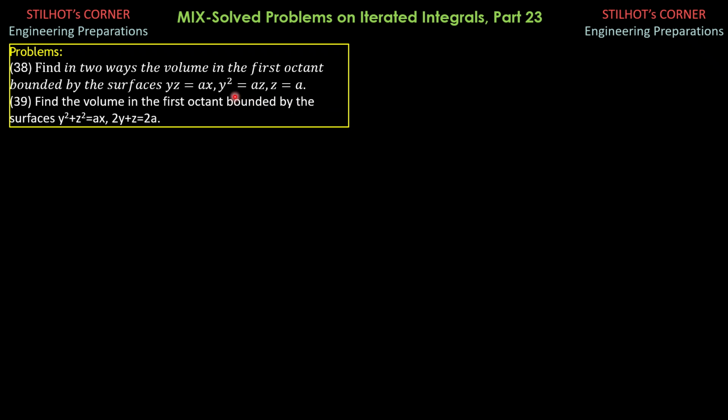So we have y squared equals az and z equals a, and this is plotted as shown. This is the trace of y squared equals az. We just extrude it towards the x direction. So this is the y-axis, the z-axis. The x direction is towards our viewing direction, towards our eyes. And this is z equals a. This is the area in question.